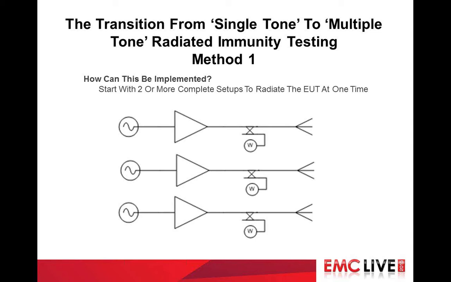Now you ask yourself, how can you generate multiple tones or frequencies to speed up the test? One method is to have multiple setups and radiate the tones simultaneously out of different transmitting antennas. This method would be very expensive because you would need multiple signal generators, amplifiers, directional couplers, and transmitting antennas.